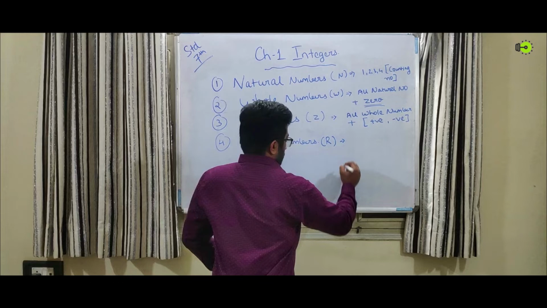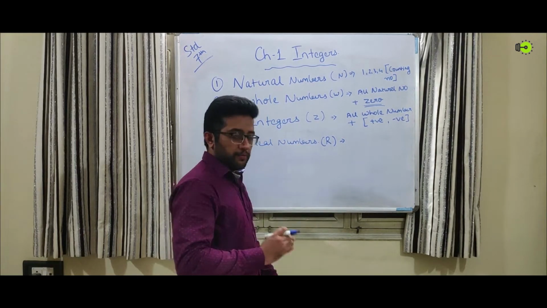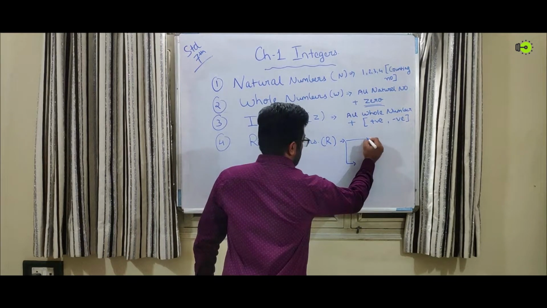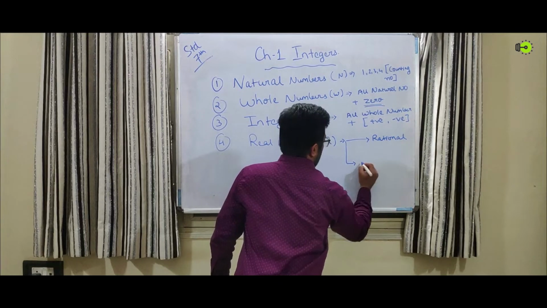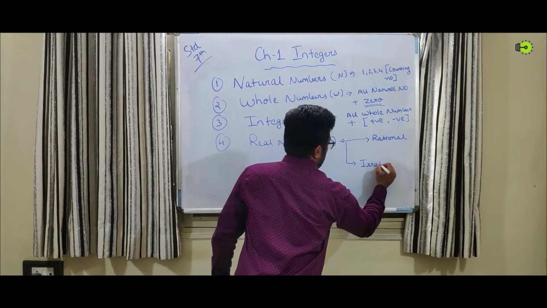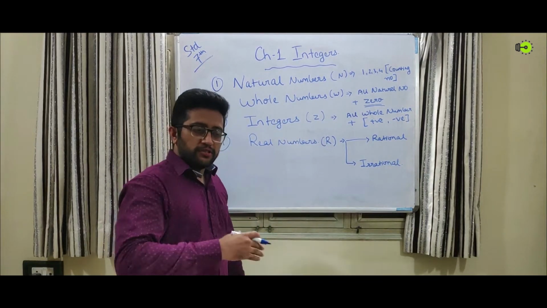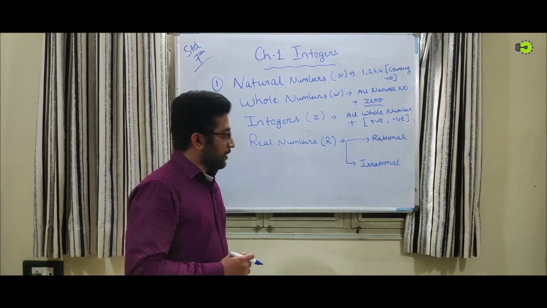The fourth one, which we will just describe and not go into much depth, includes two sets of numbers, which are rational and irrational. We will not talk about these numbers in detail, which we will study later on in the upcoming chapters.